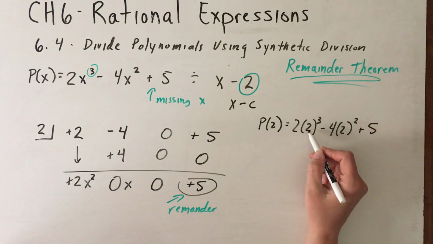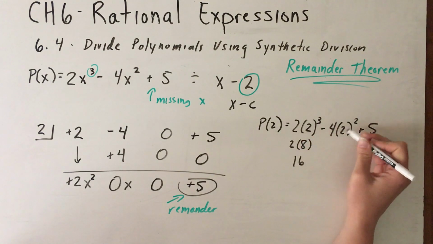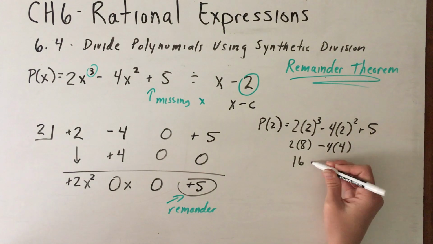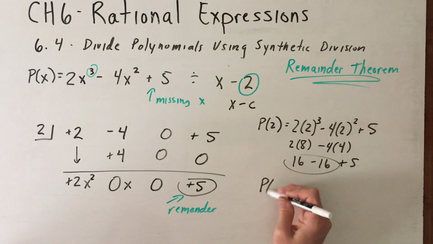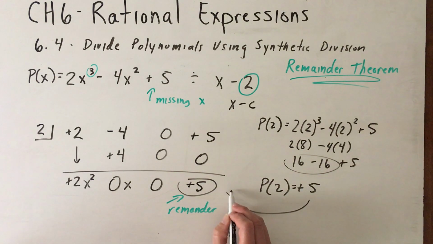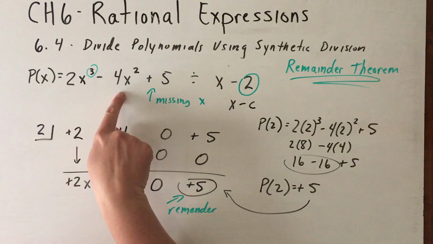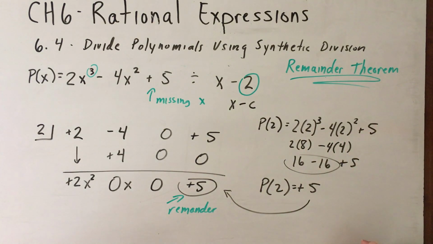Well, I'm going to use the order of operations, so 2 cubed is 8, 8 times 2 is 16, 2 squared is 4, and 4 times 4 is a -16 plus a 5. These sum to 0, so the p of 2 is this +5. What you can see here is that the remainder is also the same value if you substitute what you're dividing by into this polynomial for the value of x. It will give you the remainder. So this is what the remainder theorem says.